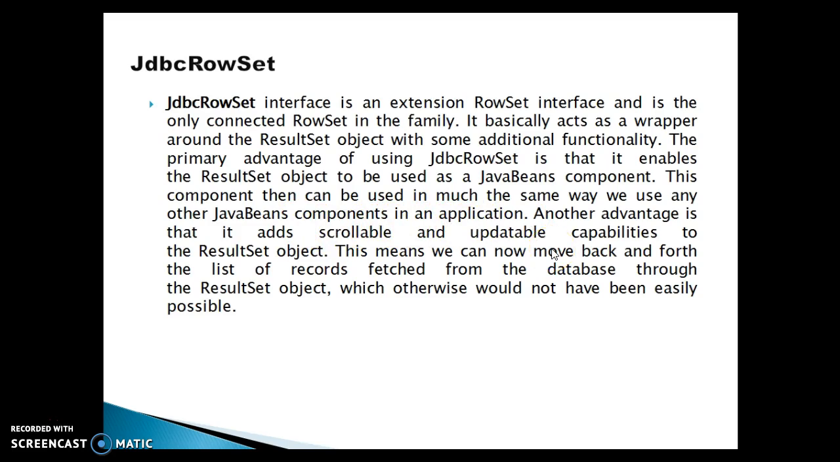Another advantage is that it adds scrollable and updatable capabilities to the ResultSet object. So RowSets are by default updatable and scrollable. This means we can now move back and forth through the list of records fetched from the database through the ResultSet object, which otherwise would not have been easily possible, right? So if you get the ResultSet object, by default a ResultSet is not updatable and scrollable, but a RowSet by itself is scrollable and updatable. That means you can move back and forth, and you can insert any record, you can update any record, or even you can delete any record.